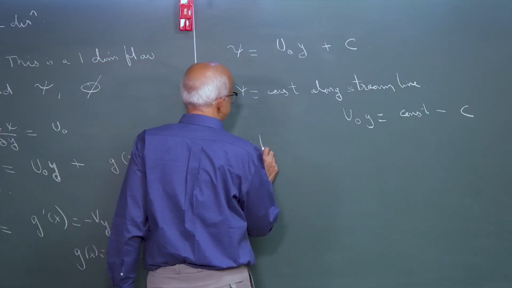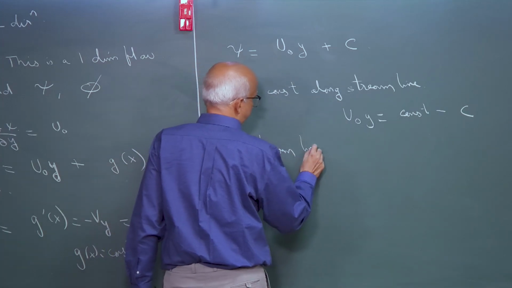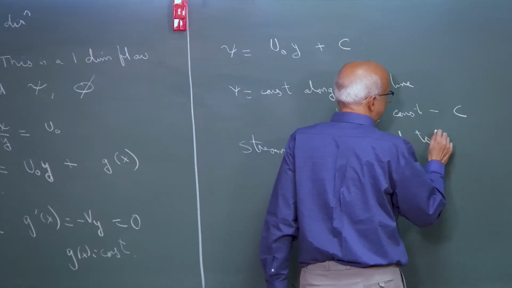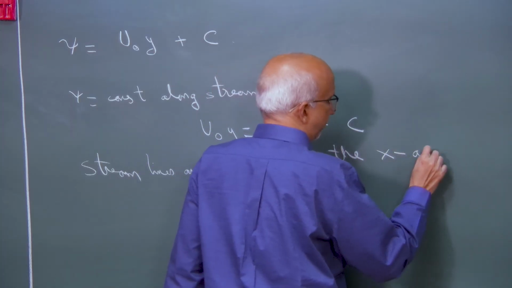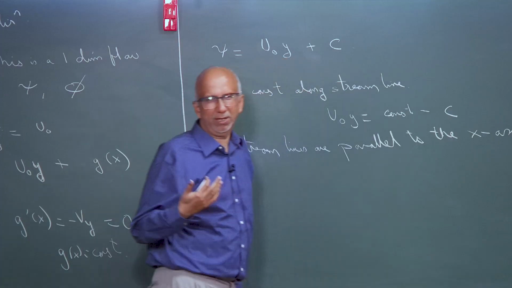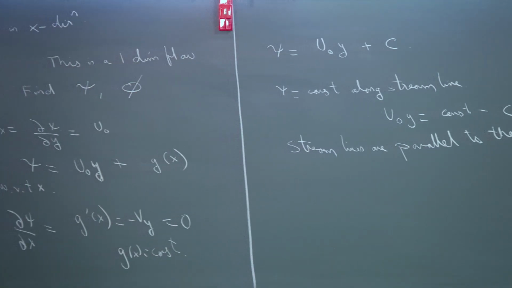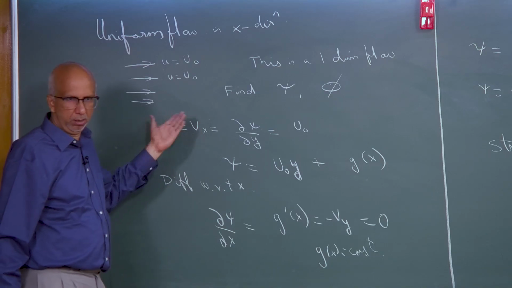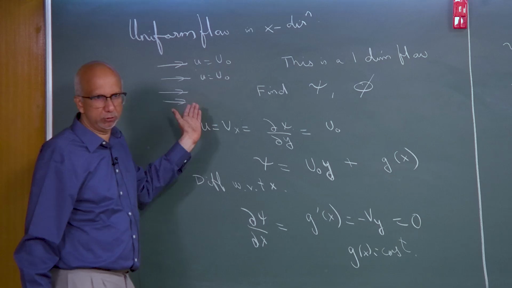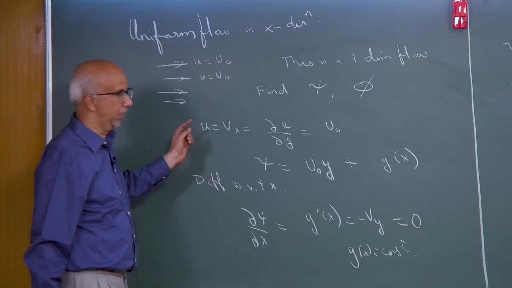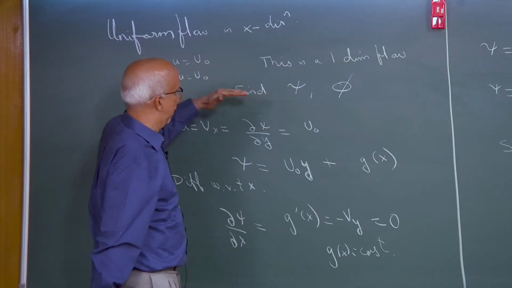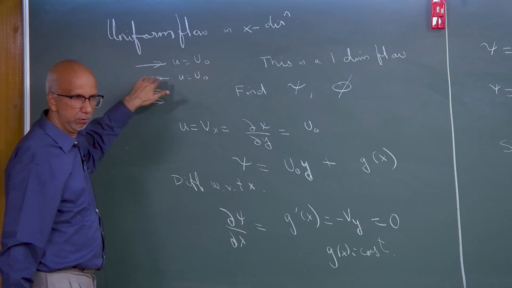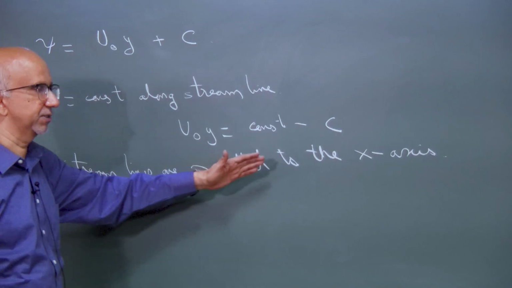So, streamlines are parallel to the x axis. I mean, that is possibly common sense, right. I mean, the one dimensional flow, streamlines were parallel to the x axis, and therefore nothing new. You expected the streamlines to be parallel to the x axis, okay. So, because streamline is defined as one where the velocity is going to be tangential to the streamline. So, therefore, the streamlines are parallel to the x axis. Okay.